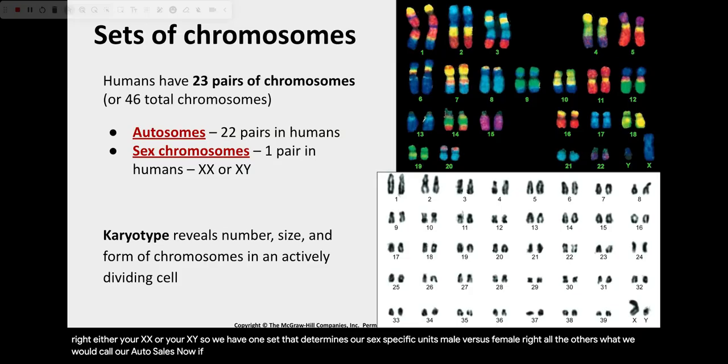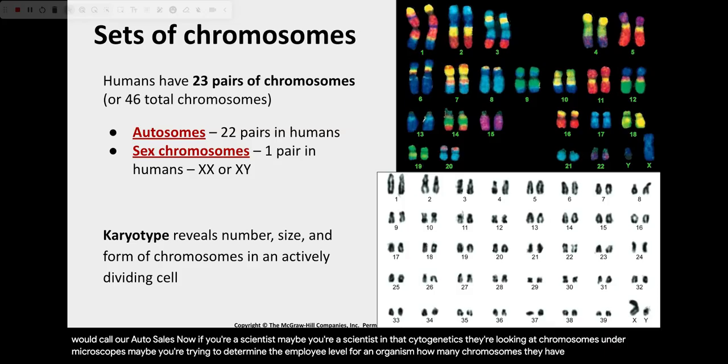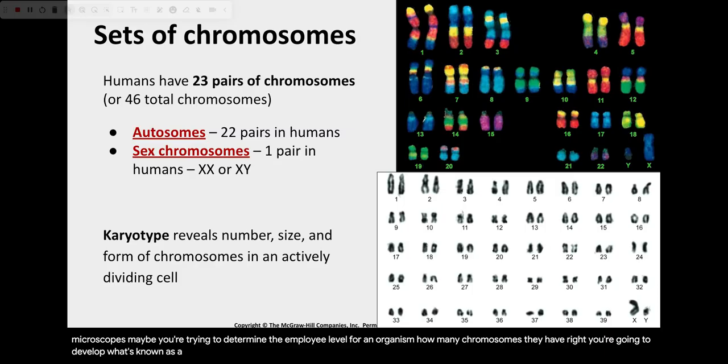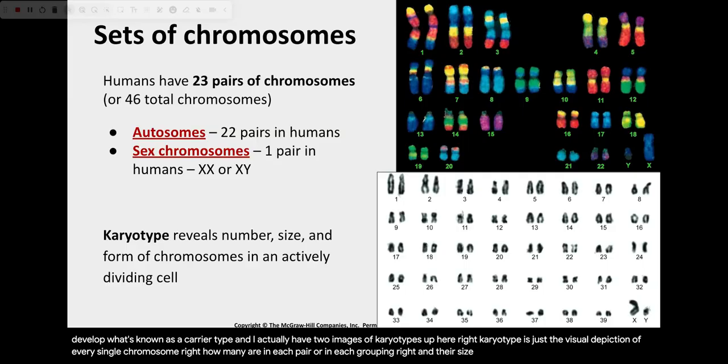Now if you're a scientist, maybe in cytogenetics, so you're looking at chromosomes under microscopes, maybe you're trying to determine the ploidy level for an organism, or how many chromosomes they have. You're going to develop what's known as a karyotype. And I actually have 2 images of karyotypes up here. A karyotype is just a visual depiction of every single chromosome, how many are in each pair or in each grouping, and their size.